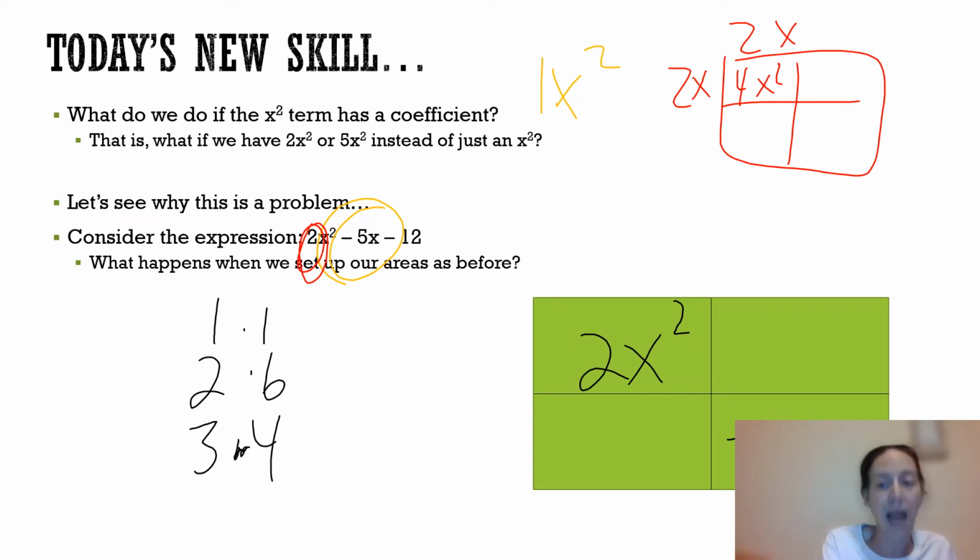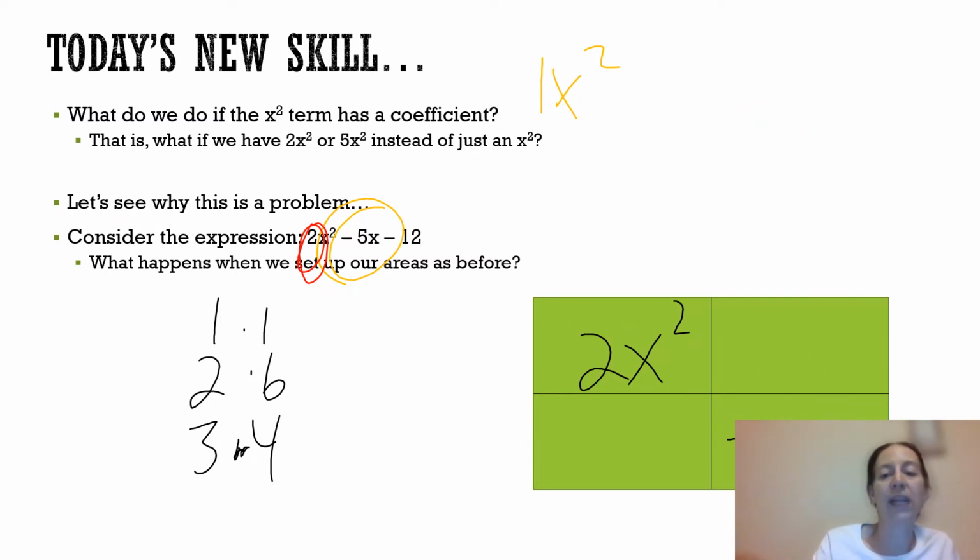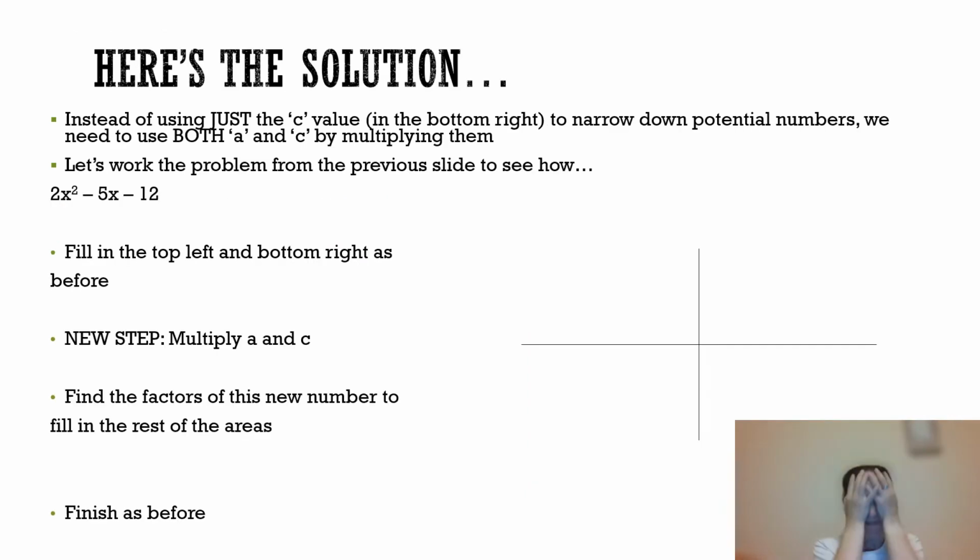Again, if you did not look at the warm up, please stop this video and go look at the warm up, okay? What we need to do is take into consideration not just the 12, but the 2 as well. Both of those need to be taken into consideration when we are filling in the other 2 boxes.